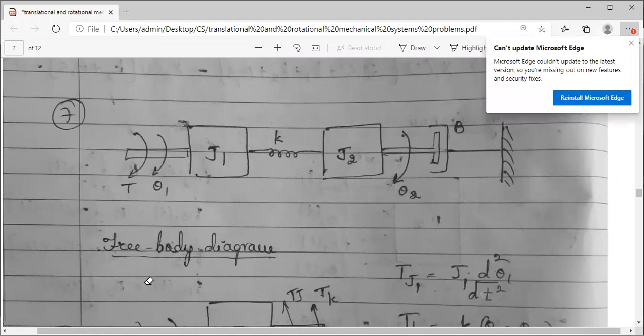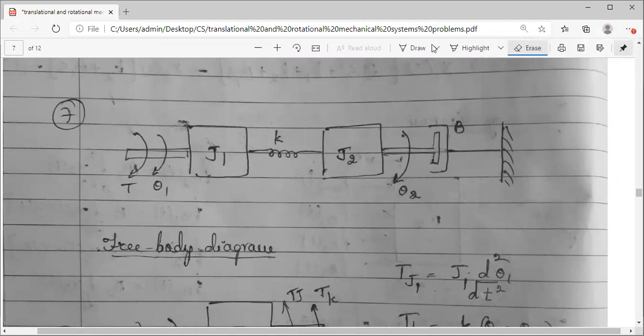After application of Laplace transforms, हमको transfer function find करना है, output by input करना है. That's it. Okay, the procedure remains the same. So let us start. How many free body diagrams will come here? The number of bodies connected, they are 1 and 2. So 2 bodies are there, so 2 free body diagrams will come.